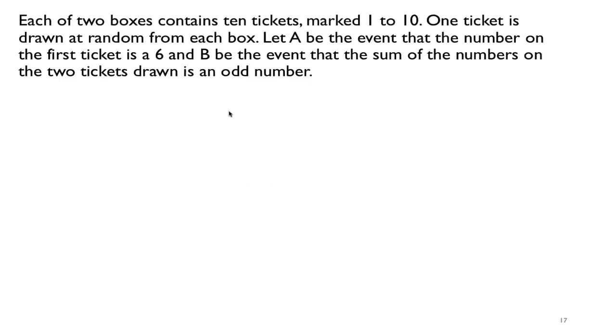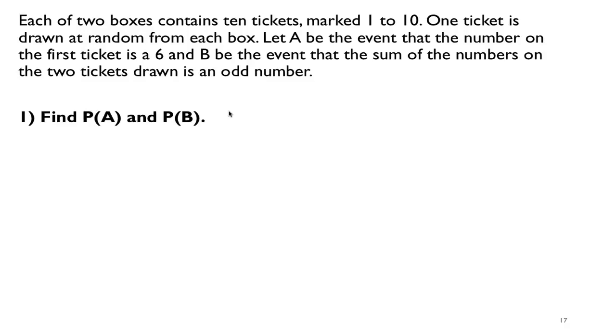Say that this is now a new problem. Say we have 2 boxes. Each of the 2 boxes contains 10 tickets from 1 to 10, and 1 ticket is drawn at random from each box. Let A be the event that the number on the first ticket is a 6, and B the event that the sum of the 2 numbers on the 2 tickets is an odd number. Let's talk about this problem in a few different contexts.